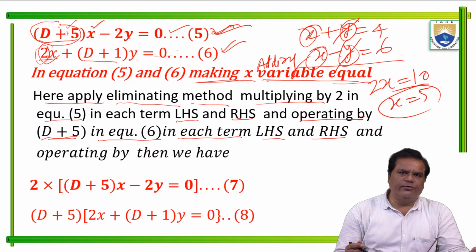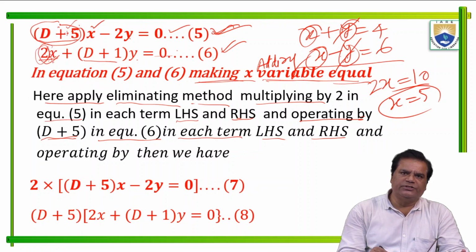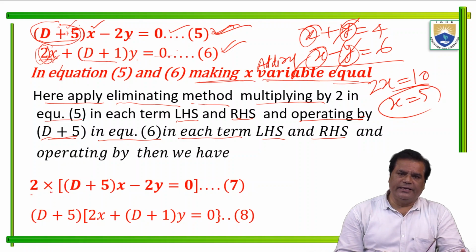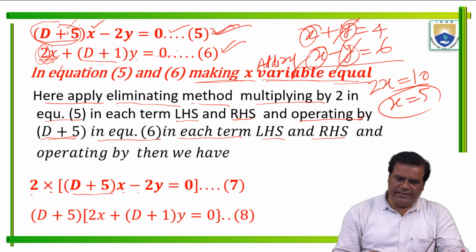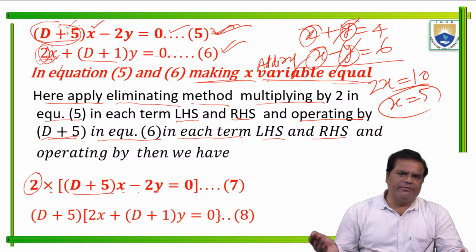What will happen after doing this? The x variable will be the same here. After multiplying by 2 in this equation and operating by D plus 5 in equation 6, the x variable is equal. Y is not equal, but x is equal. So we multiply 2 by D plus 5 x minus 2y equal to 0. A number is only multiplied, never operated. Differentiation is an operator, so it is never multiplied; it operates on the equation. So 2 multiplies each term in this equation 7.